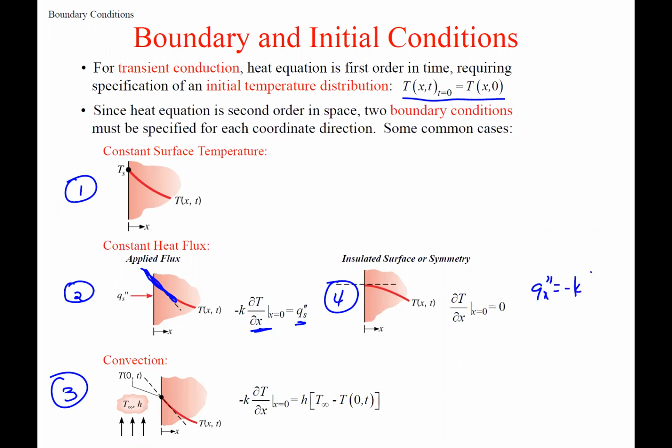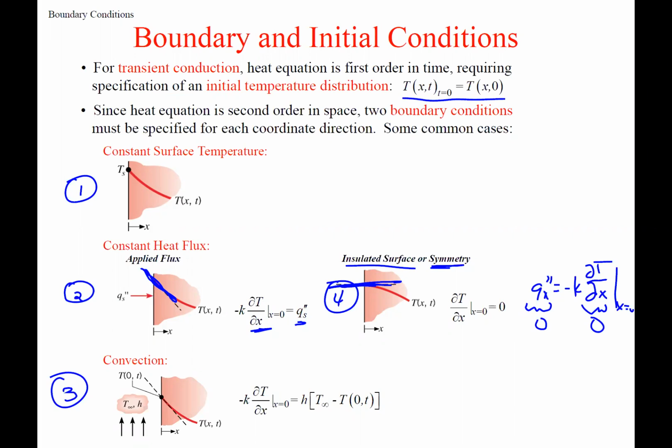So at that location, x is 0, if this is 0, then the right side has to be 0, which means the slope is 0. Okay, so we have a 0 slope right here, on an insulated surface, for there to be no heat flux. Then the other thing, this is for insulated surface or symmetry.